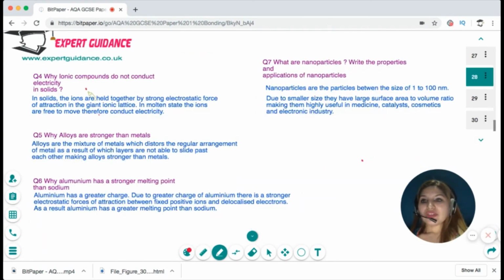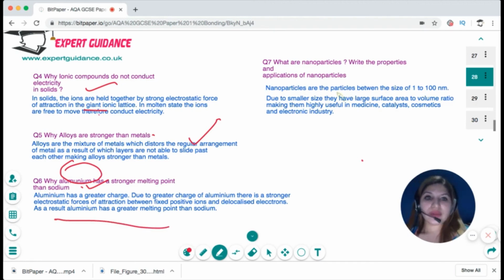Why ionic compounds do not conduct electricity in solid? Because in solids, the ions are not free to move. Alloys are stronger than metals because the different size atoms distort the regular arrangement, so the layers cannot slide past each other. Aluminium has a stronger melting point than sodium because of its greater charge. It has greater charge, greater number of electrons, so greater charge density, so stronger electrostatic force of attraction.